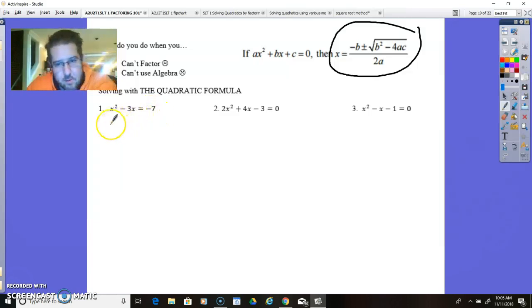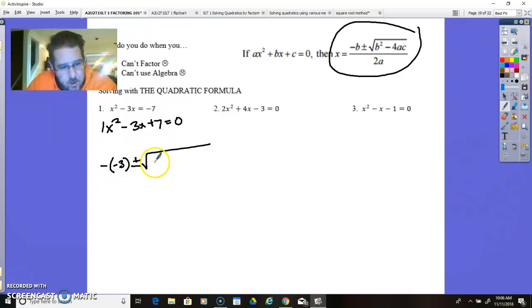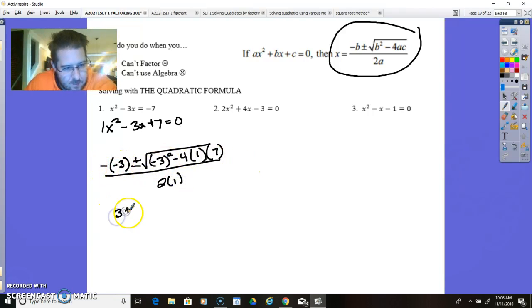First I need to set it equal to 0. So x squared minus 3x plus 7 equals 0. So first always set the equation equal to 0. And then you can plug the numbers in. So a is 1, b is negative 3, c is 7. So negative b, the opposite of negative 3, plus or minus the square root of b squared, so that's negative 3 squared minus 4 times a times c, all of that divided by 2 times a. Alright, so opposite of negative 3 would be positive 3, plus or minus.